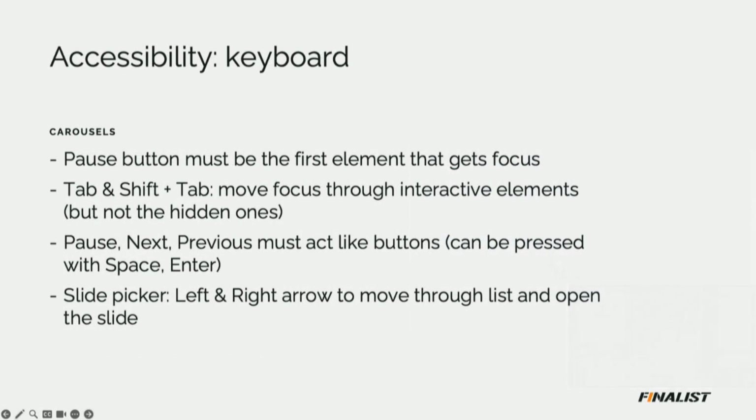For keyboard navigation of carousels, you should allow a pause button, and it should be the first element that gets the focus. The tab and shift-tab keys should allow you to move through all the elements inside the carousel, but you should exclude elements that are in hidden slides. The next and previous buttons should act like buttons, so you can press them with the space and enter keys, but the slide picker should be controllable with the left and right arrow keys.